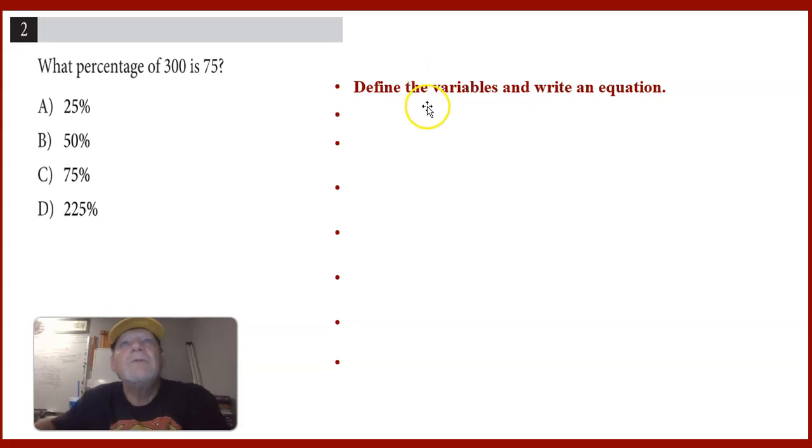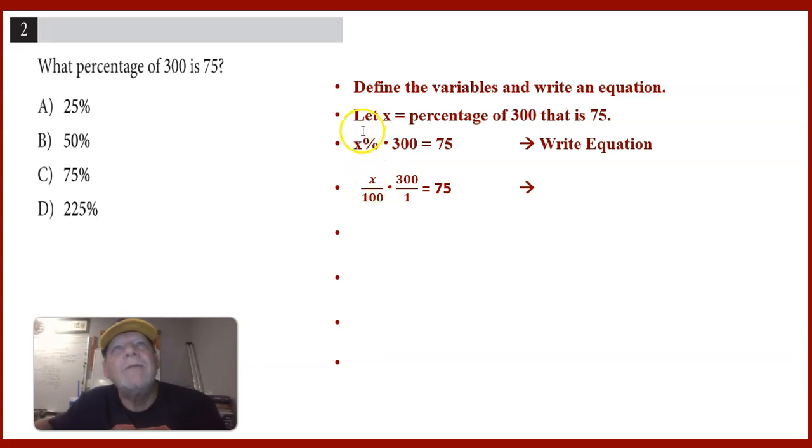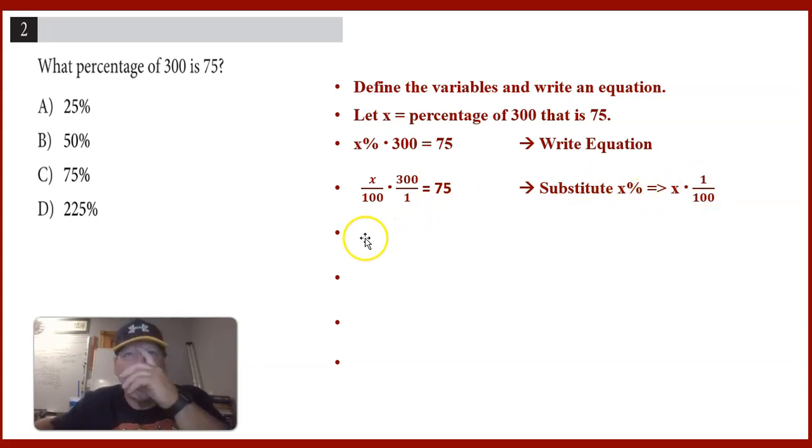All right, so define the variables and write an equation. So let x equal the percentage of 300 that is 75. So I can rewrite this as x% of means times 300, and that would be equals 75. All right. So I can write x% as x over 100. And then times, I can put 300 over 1. That is just substituting x% for x times 1 over 100, and then multiplying across.